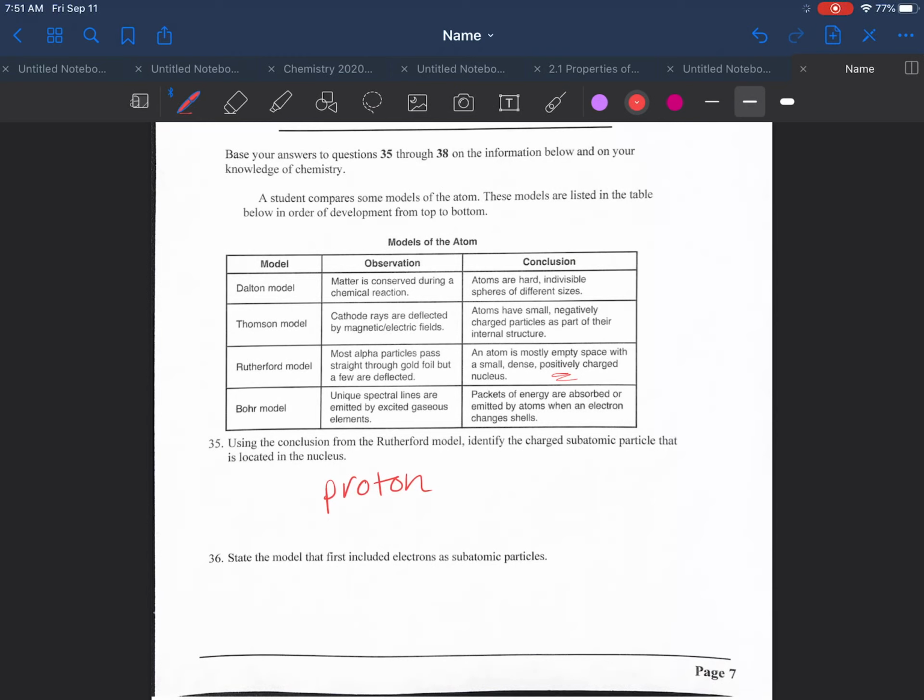And then it says state the model that first included electrons as subatomic particles. So, first included electrons. Well, you have to think of who discovered electrons. Thomson. But also it is the first conclusion that mentions negative charged particles. So this would be Thomson.